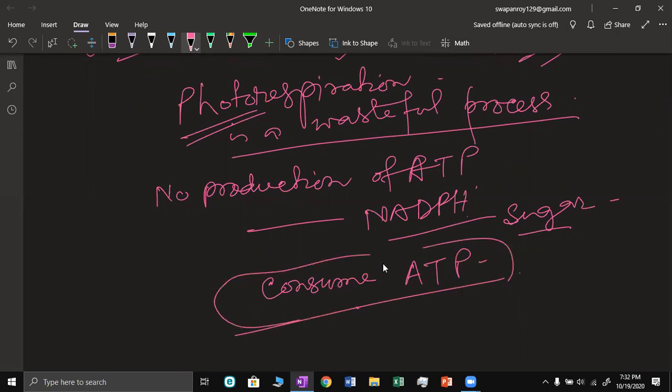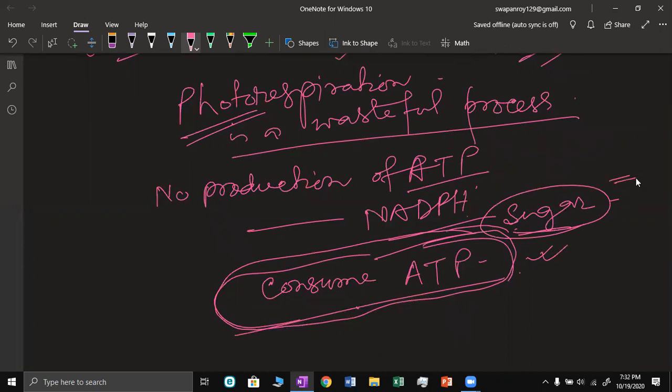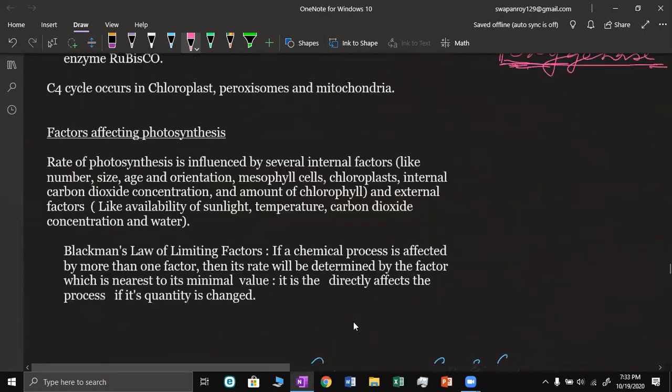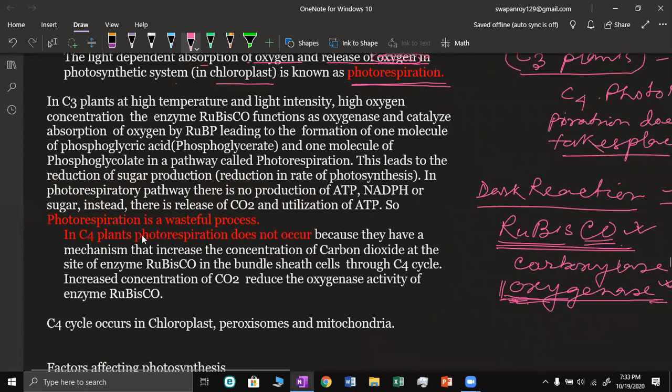So from all sides, it has a negative effect on the plant. It is not producing ATP for the plant. It is not producing sugar for the plant. Instead, it is decreasing the sugar production, that is, food production. So it is a wasteful process. You can go through the written material. Okay, photorespiration is a wasteful process. In C4 plants, photorespiration does not occur.